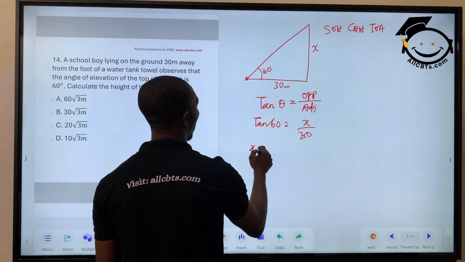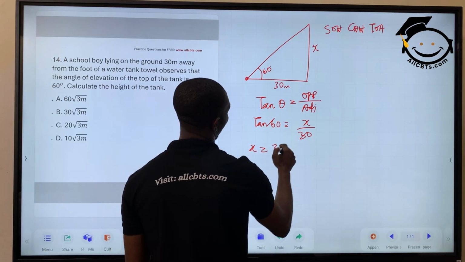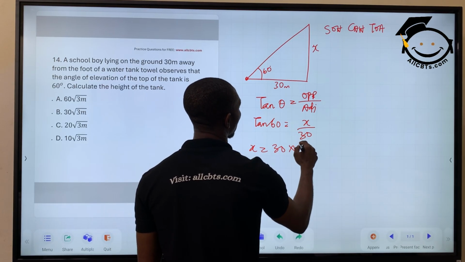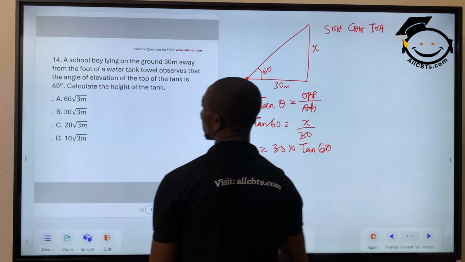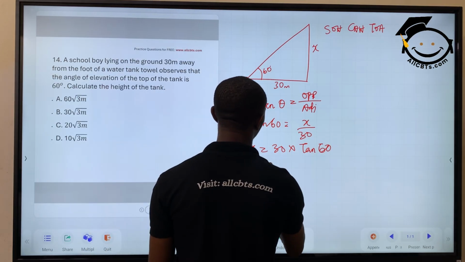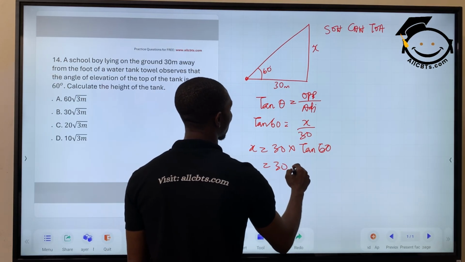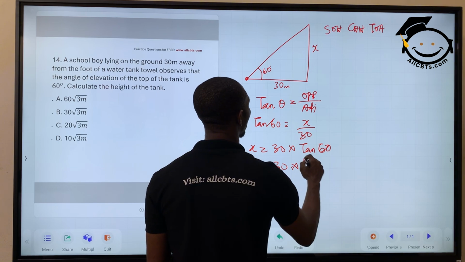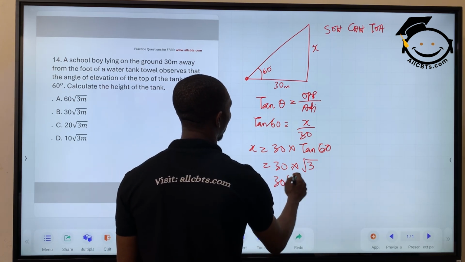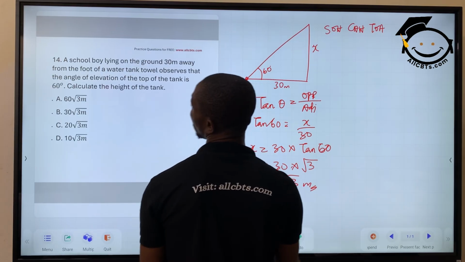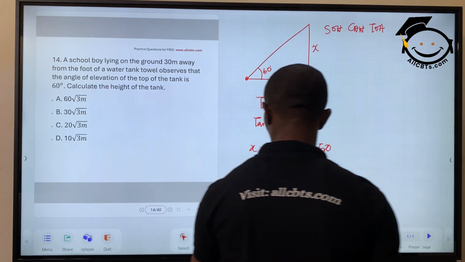Okay, so x will give us 30 times tan 60. And tan 60 is also root 3. So this gives us 30 root 3 meters, which is our option B.